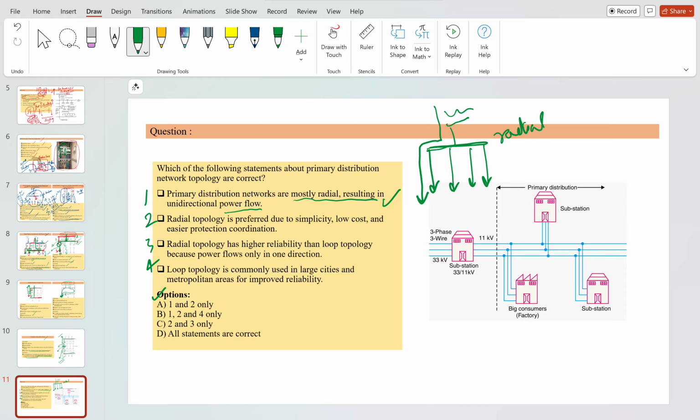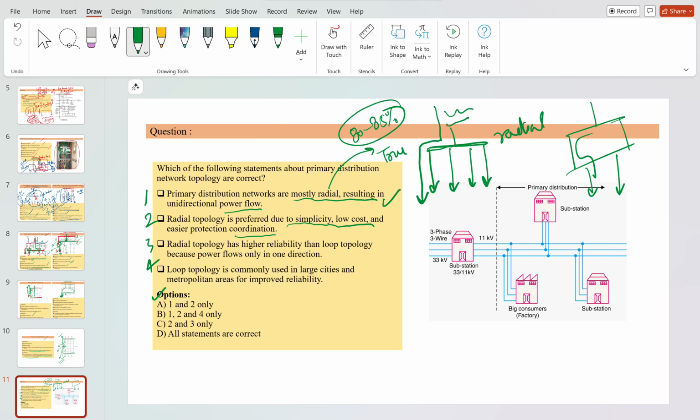That primary distribution networks are mostly radial, they form most of the network, about 80 to 85% are radial networks. Okay. And the second says that radial topology is preferred due to simplicity, low cost, and easier protection coordination. That is true because when you have a loop, that means when you have a feeder like this.